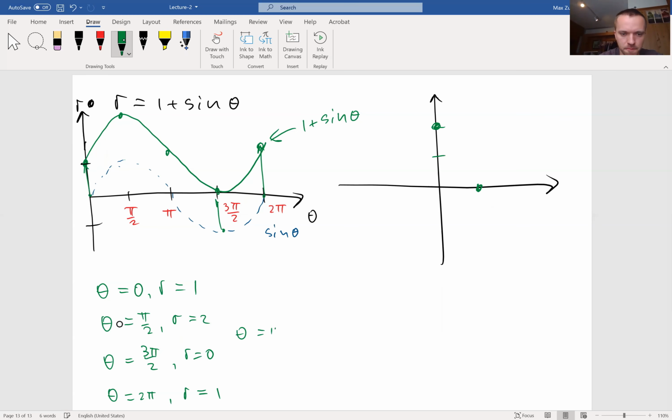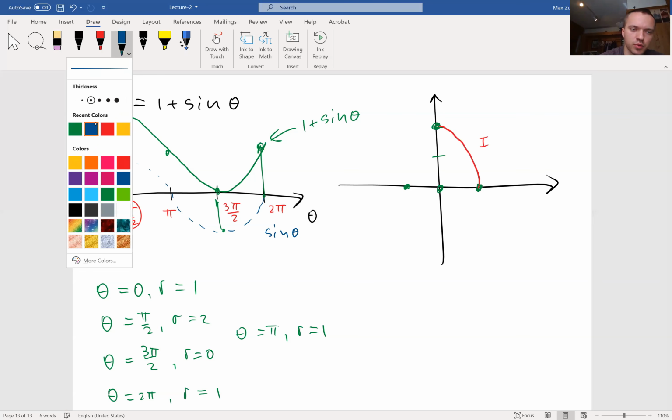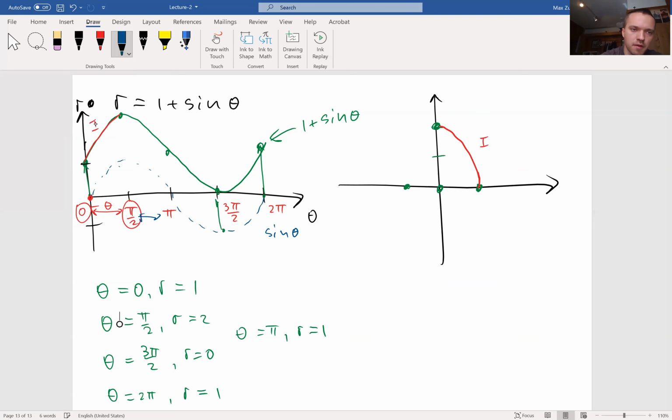So theta is equal to pi, r is equal to 1. At 3 pi over 2, I'm going to have 0. And at 2 pi, I'm going to have 1. So then you can see that if I change my theta between 0 and pi over 2, then my radius is going to increase. It's like part 1. If I change my theta between pi over 2 and pi, then my radius is going to decrease.